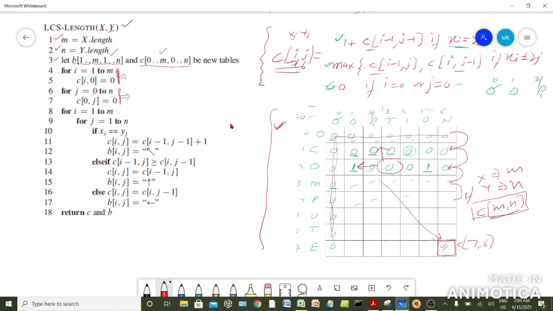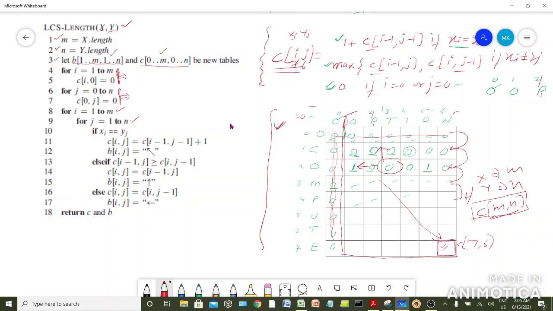Now we need to generate the matrix for i is equal to 1 to m, for j is equal to 1 to n. Done. It means we need to generate the matrix from this. This is the part which is going to be generated. Fine. This is the part which is yet to be generated. So this varies from 1 to m and 1 to n.